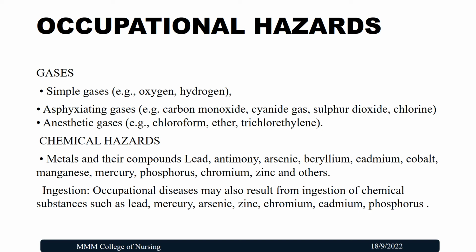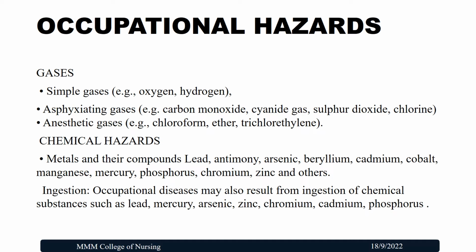Gases. We have different kinds of gases. The first one is simple gases, asphyxiating gases, anesthetic gases. Simple gases, when they are taken more than the prescribed amount, like oxygen, and when they take hydrogen, then they will develop some complications. The next one is asphyxiating gases: carbon monoxide, cyanide gas, sulfur dioxide, chlorine. And anesthetic gases: chloroform, ether, trichloroethylene.